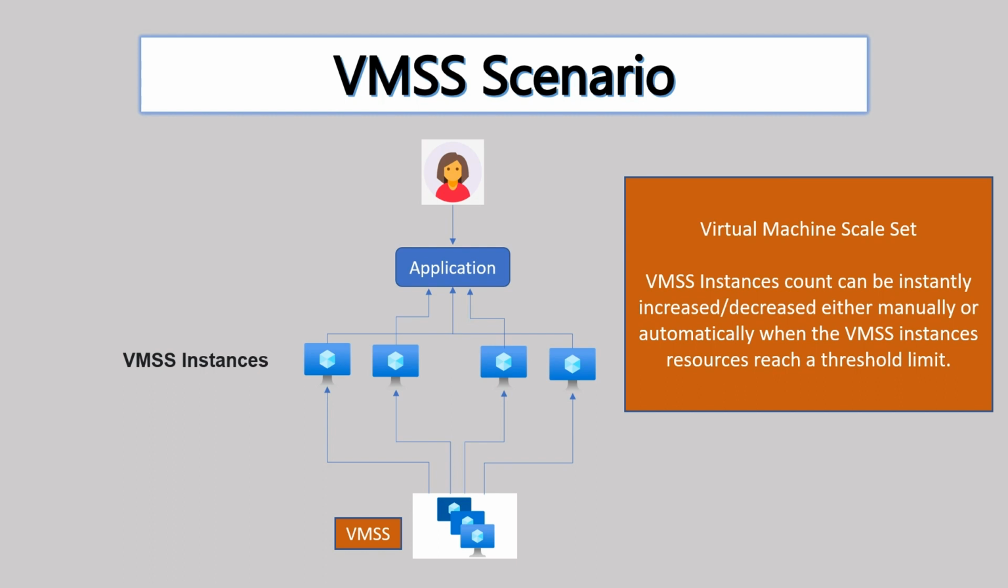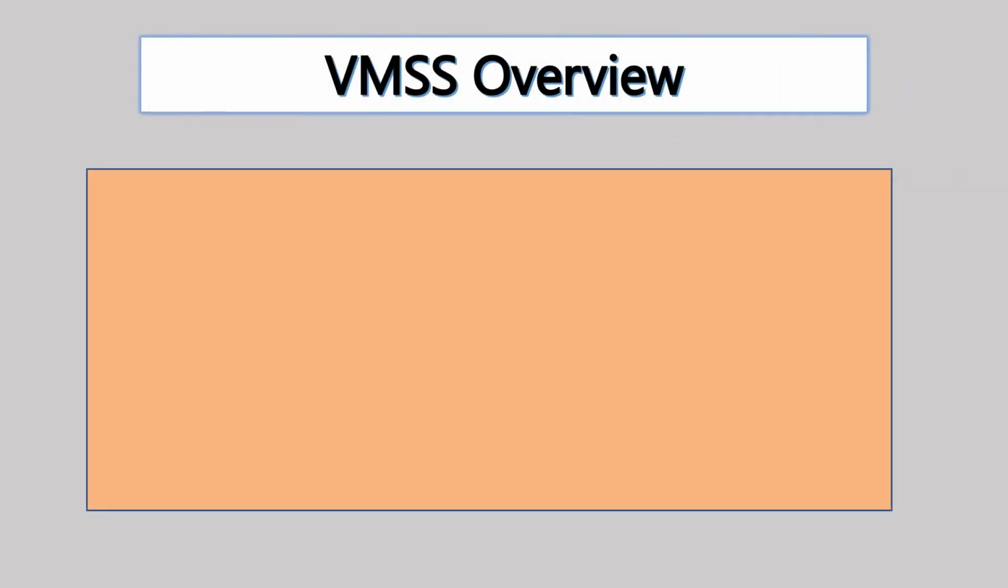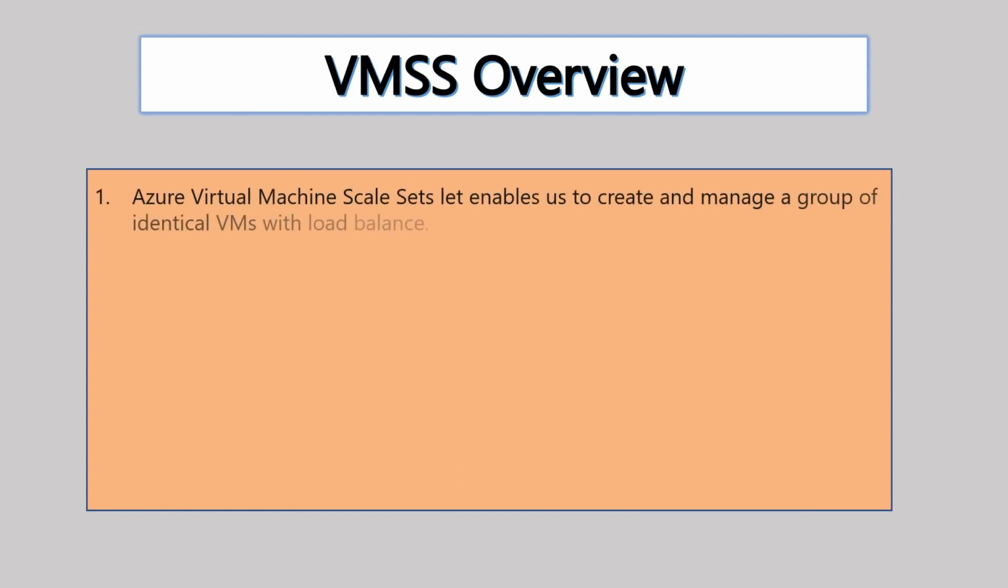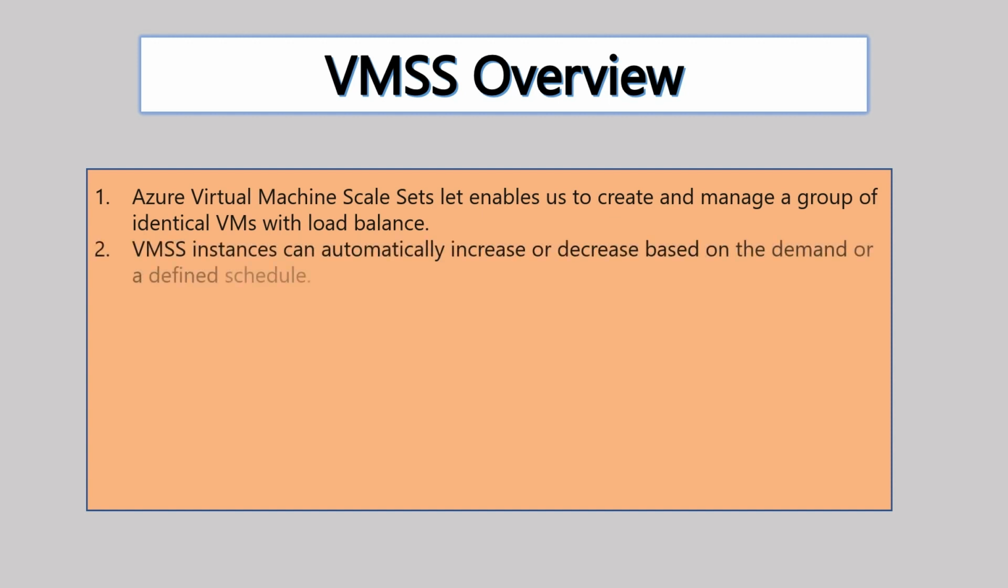Now let us see the complete virtual machine scale set overview. Azure Virtual Machine Scale Set enables us to create and manage a group of identical virtual machines by balancing the load. VMSS instances can be automatically increased or decreased based on the demand or a defined schedule, or else we can increase or decrease the instances manually as well.